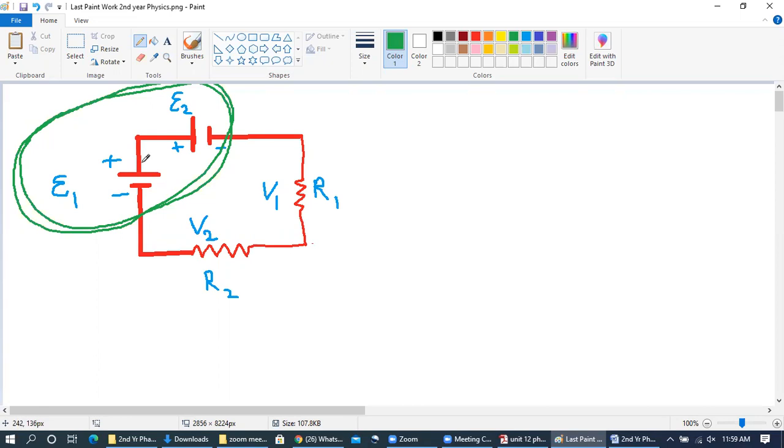How? From the diagram it is clear that usually we are concerned with the conventional current.